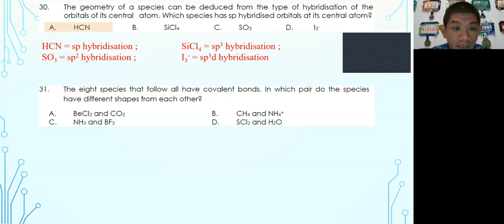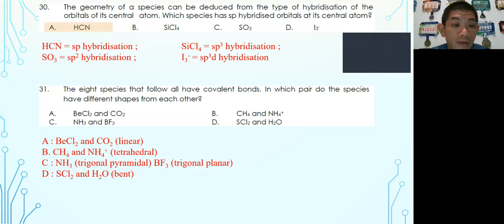31. The species that follow all have covalent bond. In which pair does the species have different shape from another? So you have to deduce one by one what shape. So BeCl2 and CO2 are both linear molecules. CH4 and NH4 plus are both tetrahedral molecules. NH3 is trigonal planar, while BF3 is trigonal pyramidal. And SCl2 and H2O are both bent shaped.